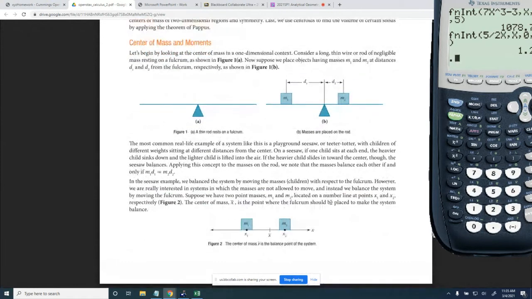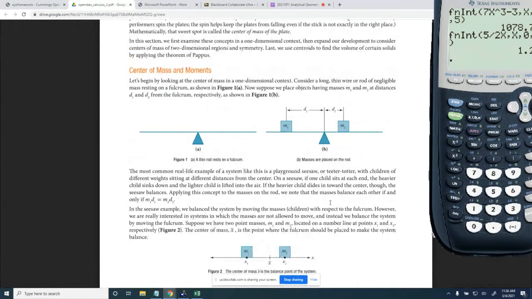A moment is just a measure of the tendency of an object to rotate around a fulcrum or a point.